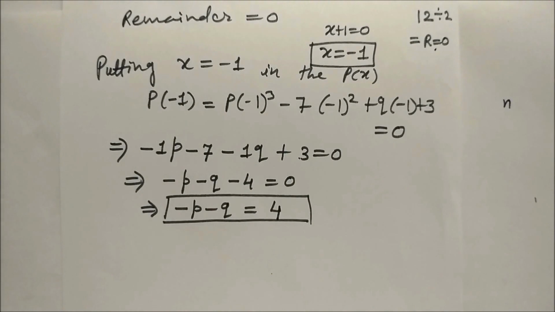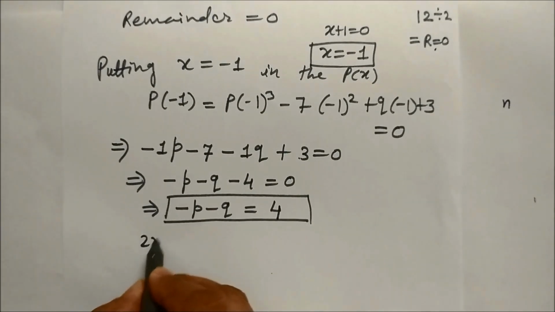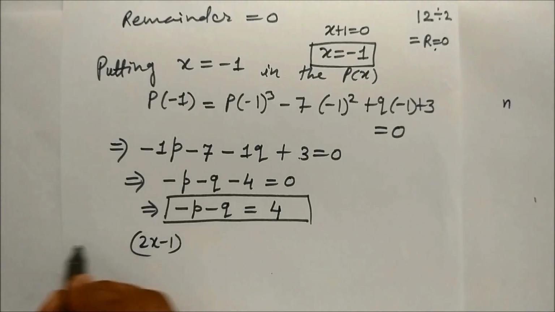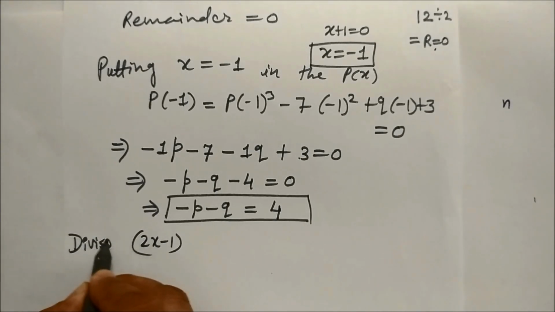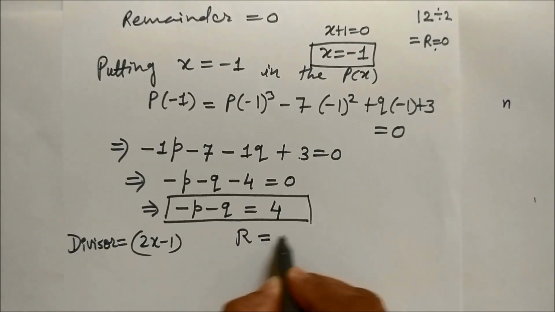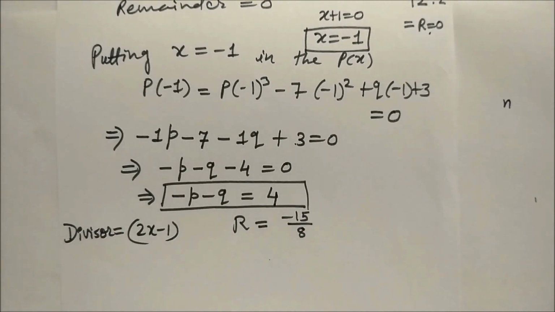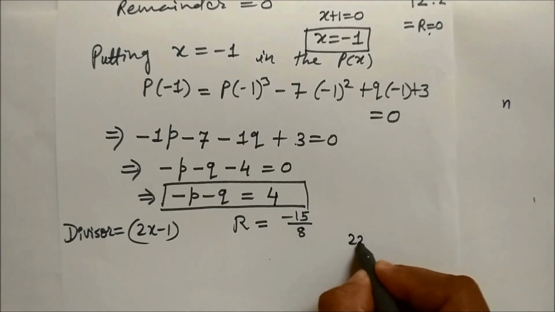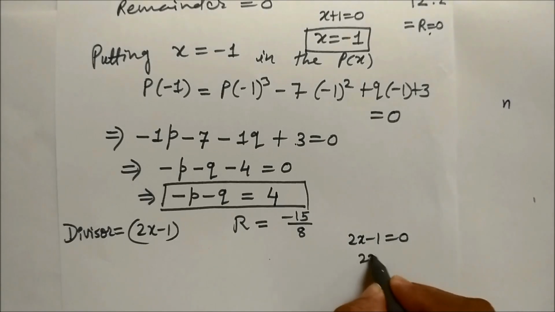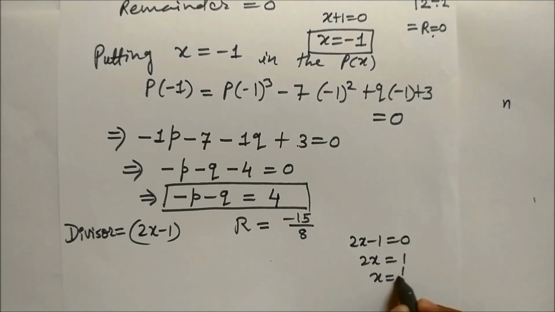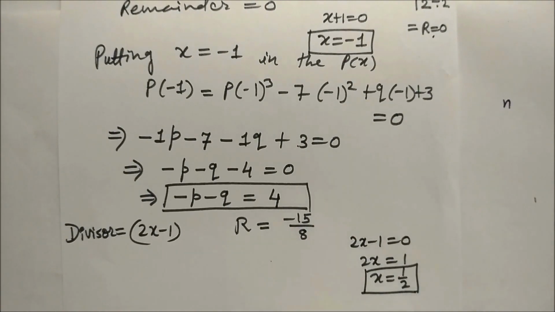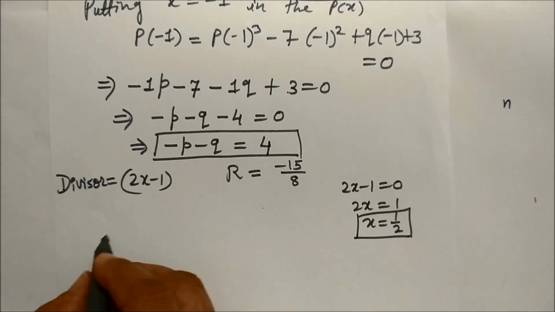Now the second thing is given in this question, when the given polynomial is divided by 2x minus 1. Now here 2x minus 1 is your divisor. Then the remainder is equal to minus 15 upon 8. So we have to find here another equation. We will replace value of x. So we can write here 2x minus 1 is equal to 0. Therefore 2x is equal to 1 and x is equal to 1 by 2. This x is equal to 1 by 2 we will replace in the polynomial.